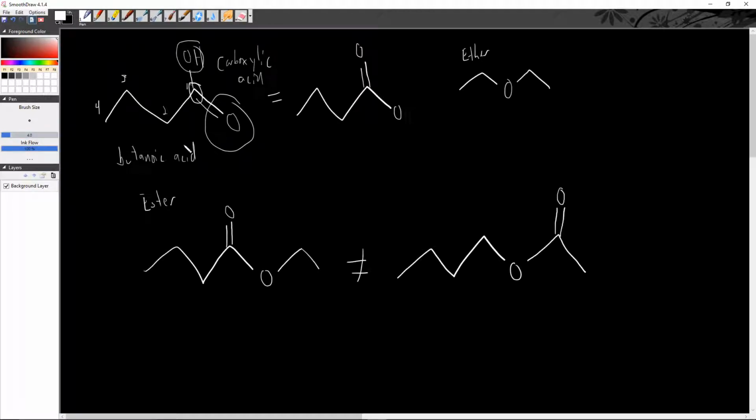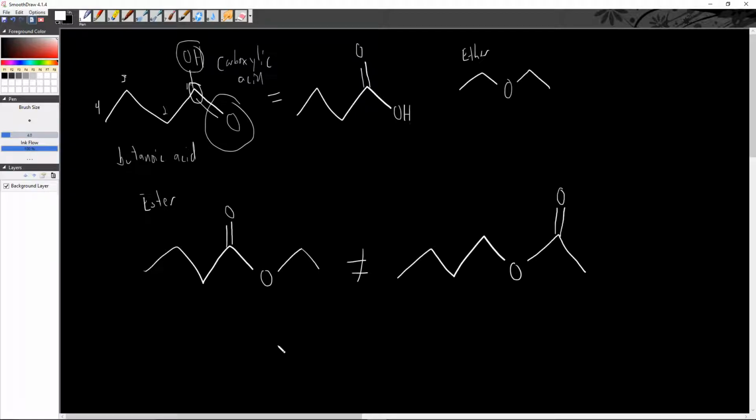Really, esters are formed when a carboxylic acid replaces that hydrogen that was here with another carbon group. And we can kind of see that here. If we had an H here, that would have been the end of it, but instead we removed the H, put on these 2 carbons here.